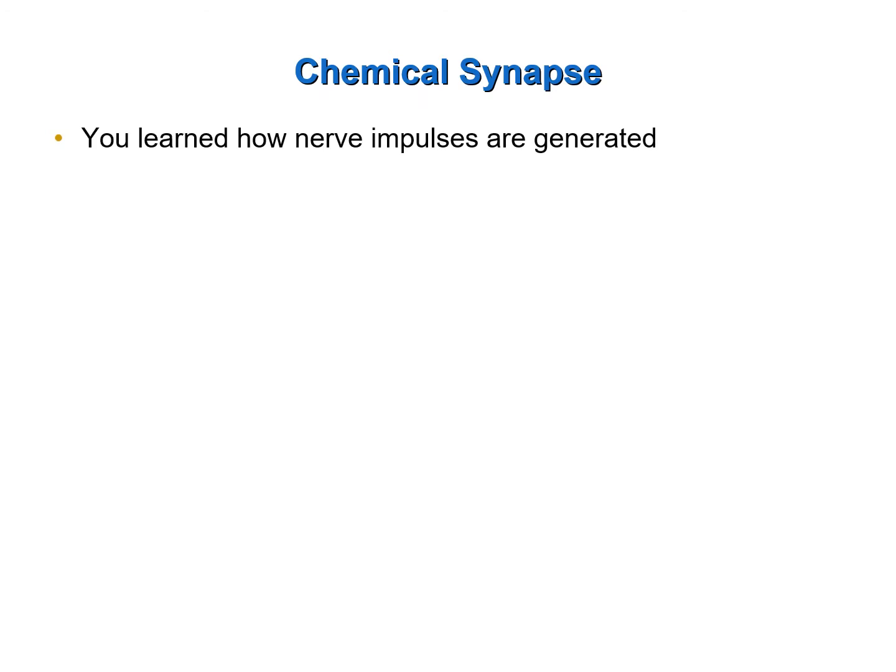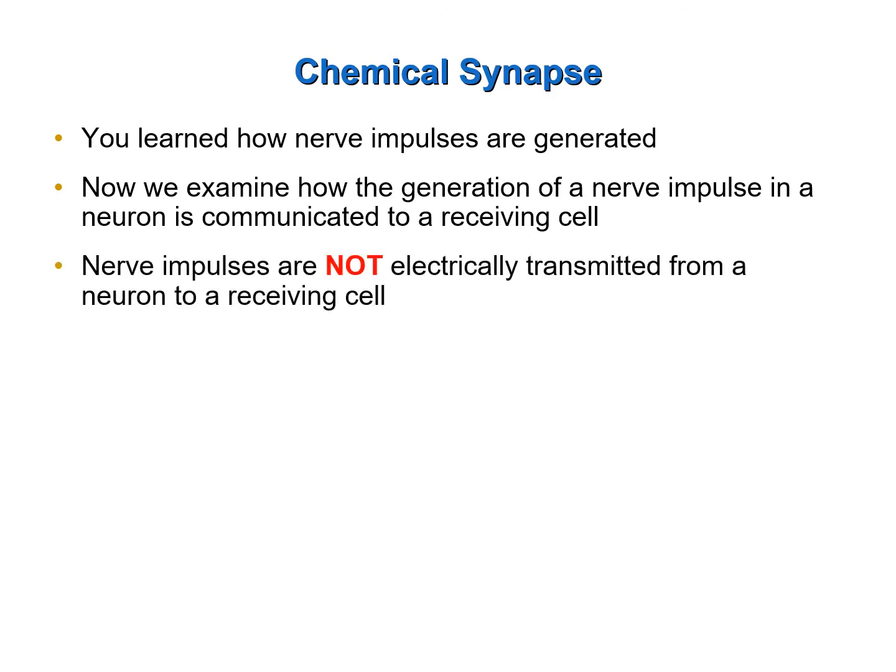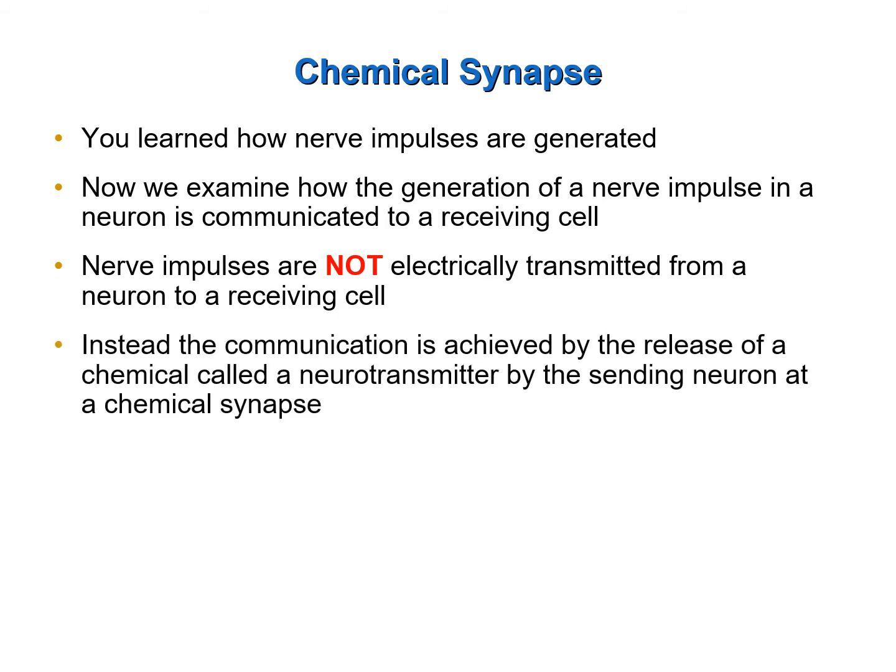In the previous screencast, you learned how nerve impulses are generated by a neuron. Now we examine how the generation of a nerve impulse in a neuron is communicated to a receiving cell. Nerve impulses are not electrically transmitted from a neuron to a receiving cell. Instead, the communication is achieved by the release of a chemical called a neurotransmitter by the sending neuron at what is called a chemical synapse.